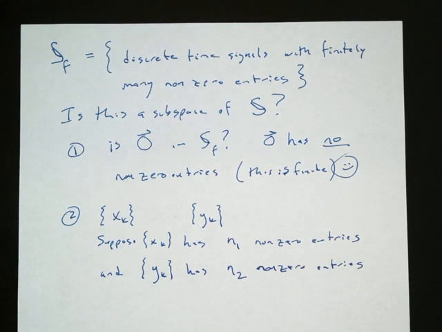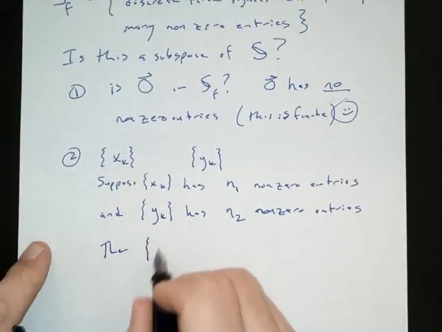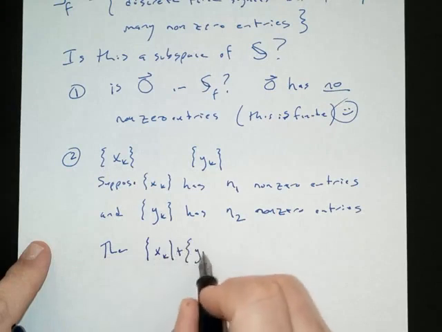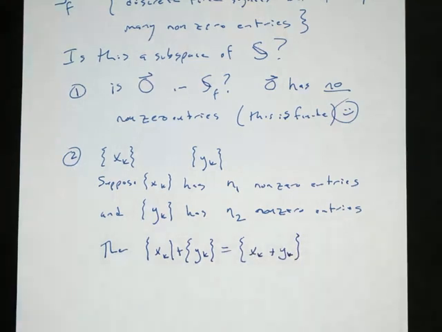Now, here's the fun part. Some of those entries might line up with each other. Some of them might be the same, and some of them might be different. So xk might have a 0 where yk has a 7, and xk might have a 0 where yk has a 0. I don't know. But I do know that when I add, xk might have a 1 where yk has a negative 1, which means when I add, I might get a 0 where I didn't have one before.